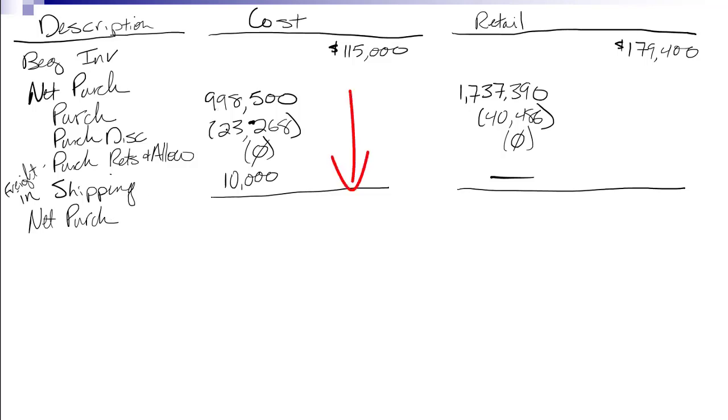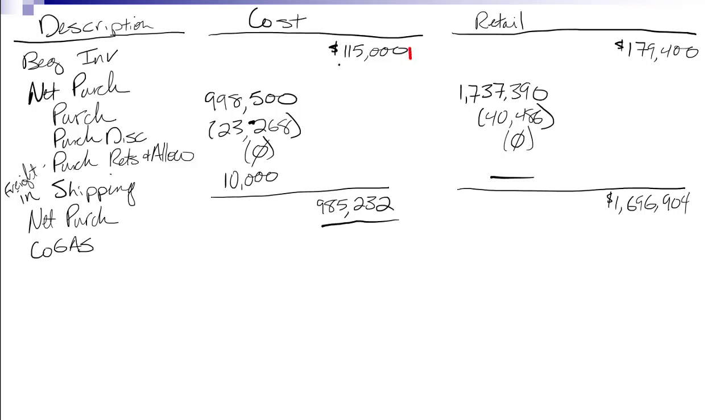So $998,500 minus the $23,268 plus that $10,000 gives me $985,232. And over here, I take the 1,737,390 minus the 40,486, and I get 1,696,904. And now that I've got net purchases and beginning inventory, I can get cost of goods available for sale for my costs. Take the 115 plus this 985, and I get 1,100,232. And that's cost of goods available for sale.